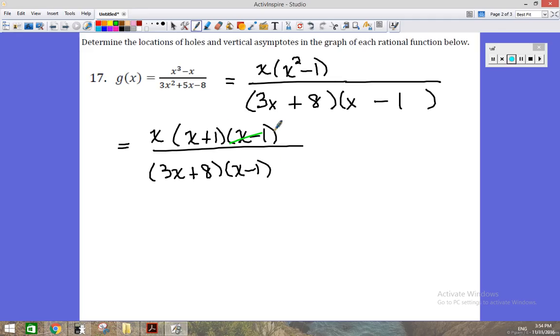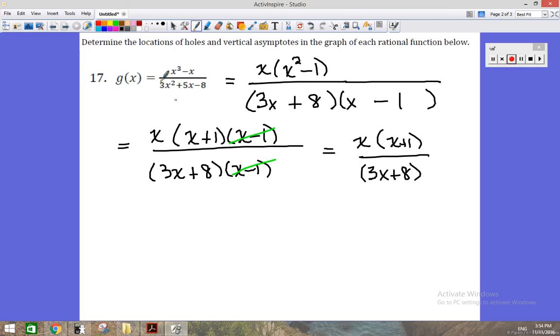We have a common factor in the numerator and denominator that cancels. And I'm left in the numerator with x times x plus 1. And in the denominator, 3x plus 8. That's provided that x is never equal to 1. If x were equal to 1, it would not reduce because you'd have 0 divided by 0.